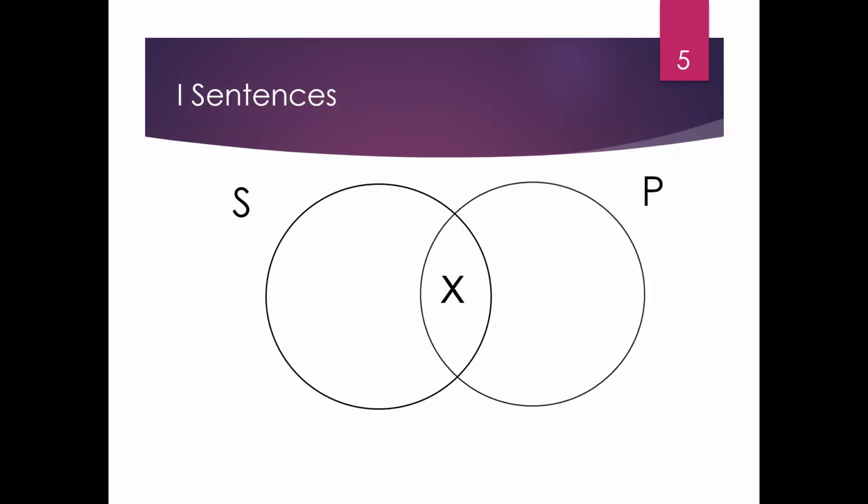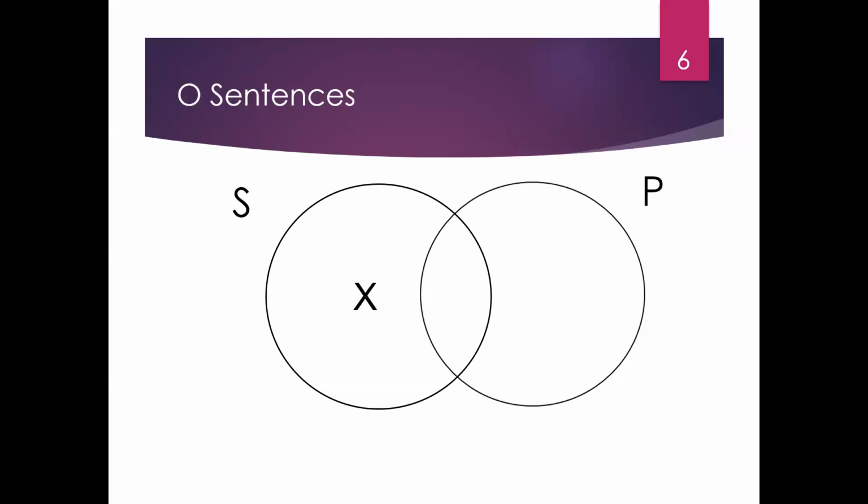I sentences are of the form some S's are P's, and we just use an X just to say there exists something that is in that interlocking area. There are some of the S's that exist that are also P's. So if we had, for example, the I sentence, some cats are striped, so the S would be cats, the predicate would be striped things, and we show that there's something that exists in the interlocking area by putting the X. We also use the X with O sentences.